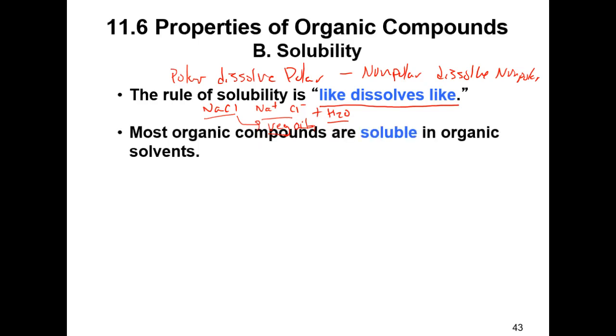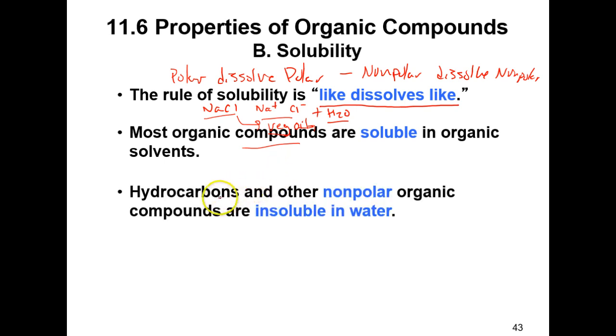Okay, most organic compounds are soluble in organic solvents. Well, why is that? Because most organic compounds are relatively nonpolar. So that's why they are soluble in an organic solvent. Organic really is soluble in organic. Okay, hydrocarbons are a bunch of carbons and hydrogens. Well, is this polar or nonpolar? Well, we just learned on the previous slide that carbon and hydrogen have the same electronegativity, so this is nonpolar. Okay, it also even says it's nonpolar. So hydrocarbons are nonpolar. They are insoluble in water because water is polar.